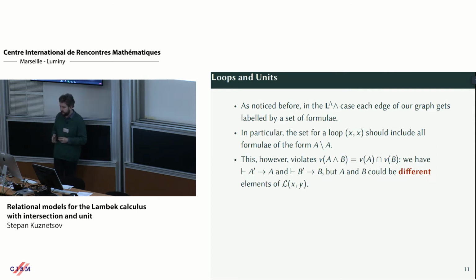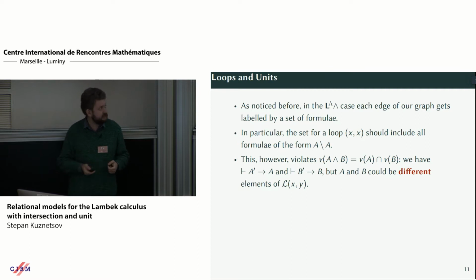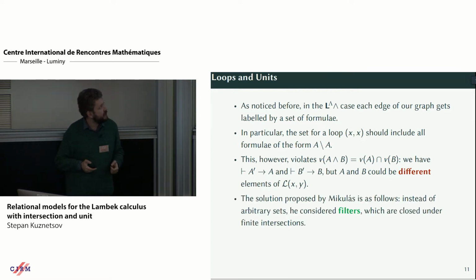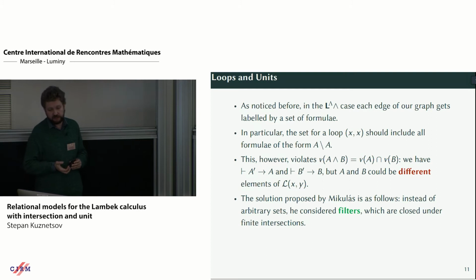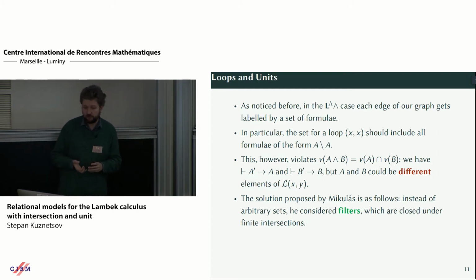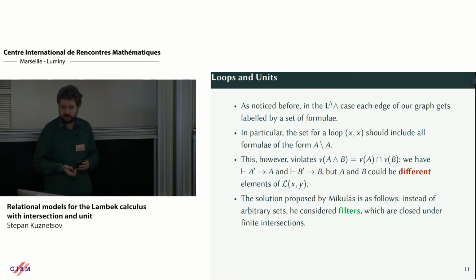However, this could violate the condition of intersection, because sometimes you can get A from some A prime, and you can get B from some B prime, and they're both legal labels, but they're not the same. Therefore A and B will not be validated, but it should be by the rules of the Lambek calculus. If you derive A and you have derived B, you can also derive A and B, but the antecedents here are different. The solution proposed by Mikulás is as follows: instead of arbitrary sets, he considered filters, which are closed under finite meets. And this does the job.